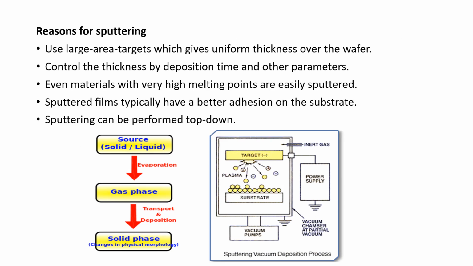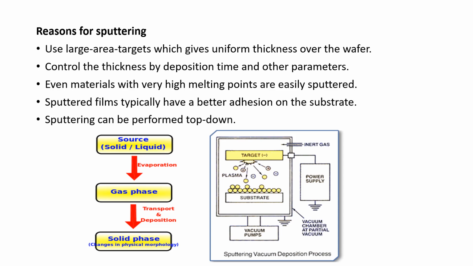What are the reasons for sputtering? Use large area targets, which give uniform thickness over the wafer. The wafer is the substrate, the material on which the coating takes place. Sputtering is used for coating. Control the thickness by deposition time and other parameters. Even materials with very high melting points are easily sputtered. Sputtered films typically have better adhesion on the substrate. Sputtering can be performed top-down. This is explained by the diagram.